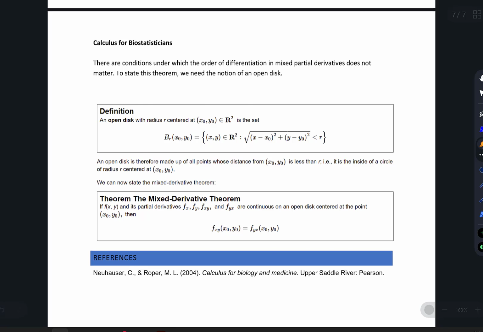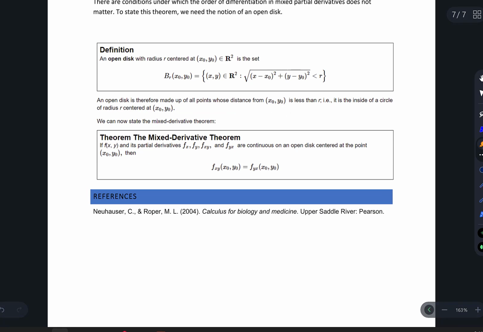And so it ends up that if f of x, y and its partial derivatives are continuous on an open disk centered at the point x naught, y naught, then at that particular point you can switch the order of those partial derivatives and you end up with the exact same thing.